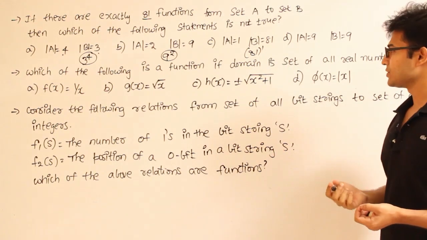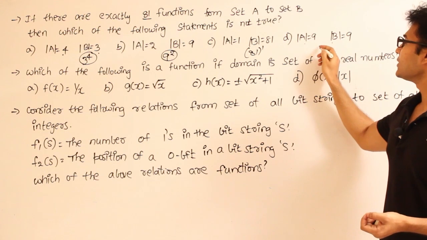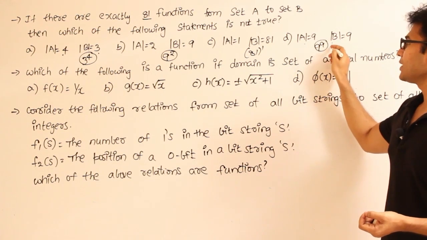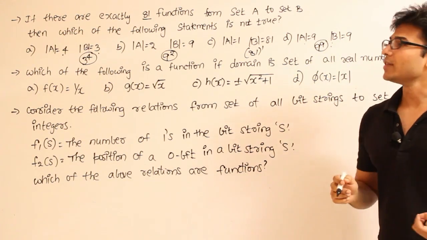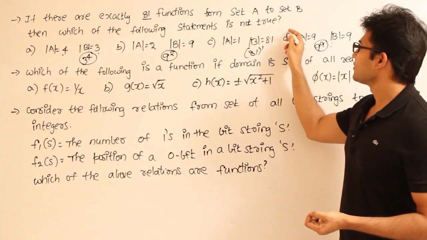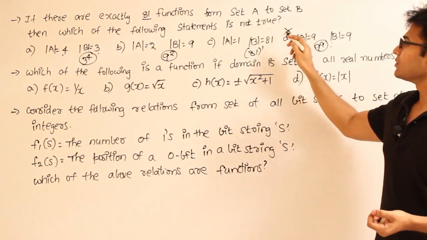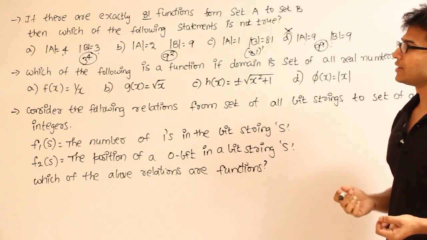So it is matching. Now what about this? It is 9 power 9. 9 power 9 is not equal to 81. Therefore we can say that this is false. Got it? So this cannot be the right option for the given condition.